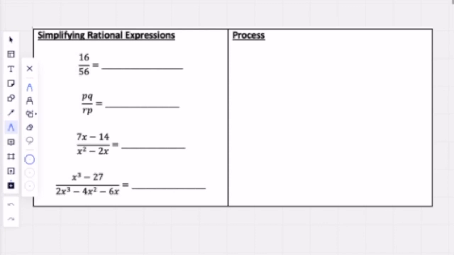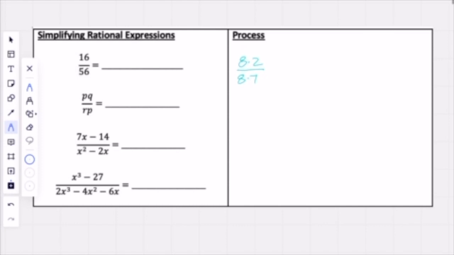We have a pretty simple fraction of 16 divided by 56, and we want to simplify that completely. And so most of you would say, oh, well, there's a common factor of 8 in there, and that's absolutely right. Well, that's 8 times 2 in the numerator, right? And 8 times 7 in the denominator.